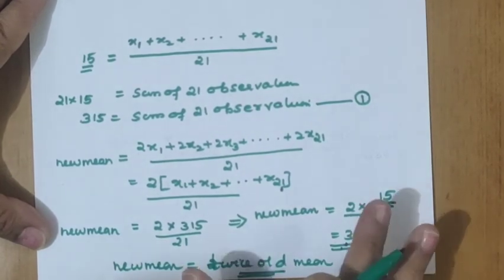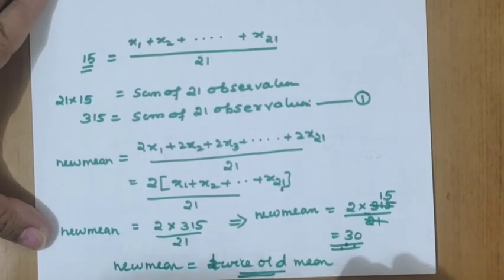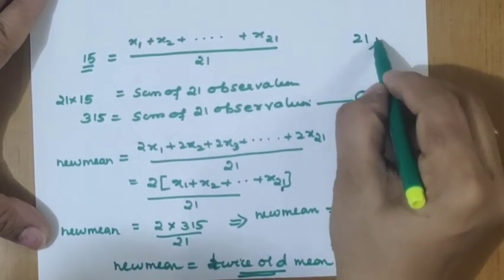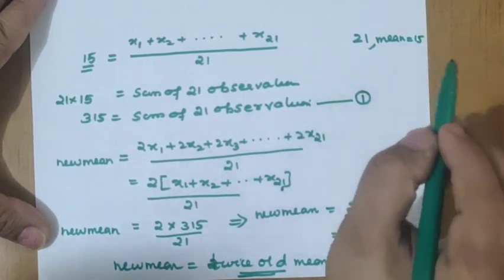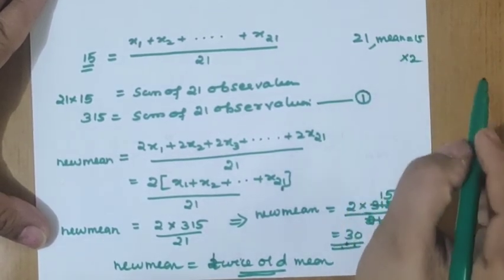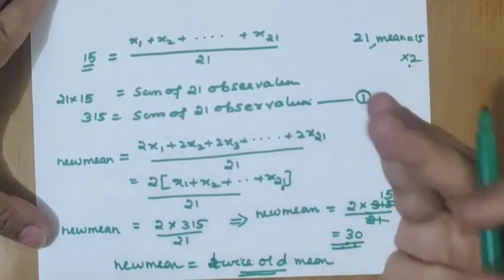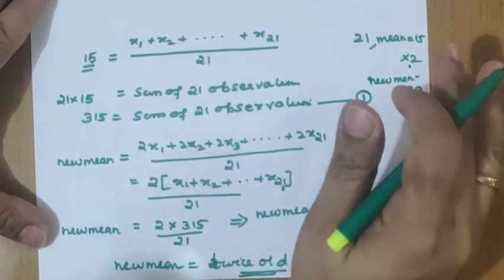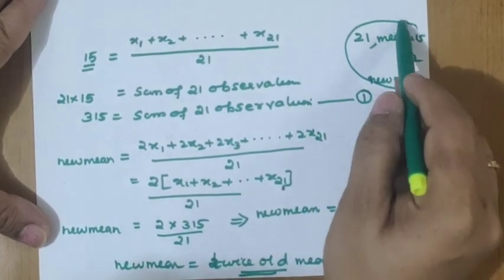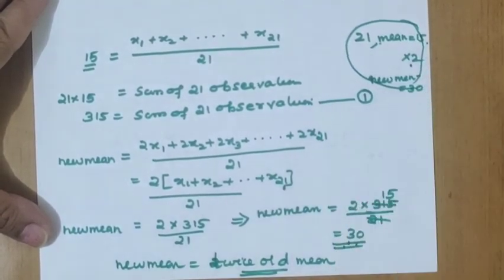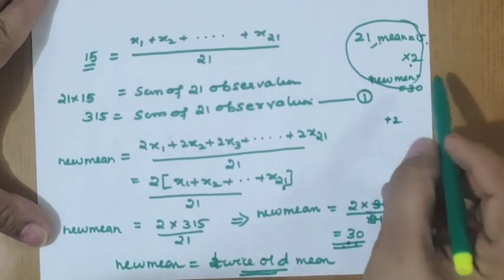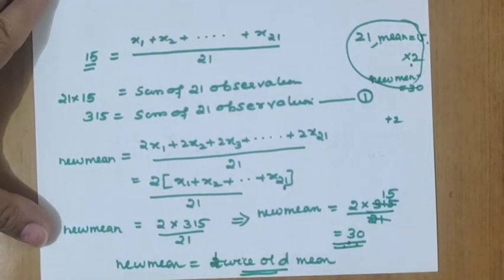Now I can explain without doing the multiplication. Also there is a shortcut: when we have an old mean, 21 observations having mean equal to 15, right? Now it is multiplied by 2, so mean is also multiplied. When each observation is multiplied by 2, then mean is also multiplied. So what is the new mean? It is equal to 30. The same rule is applicable for addition also. Suppose the same question, if they had given us mean equal to 15 and each observation is increased by 2, that means each observation is added by 2, so mean will be added by 2. If each observation is decreased by 2, then mean is also decreased by 2.